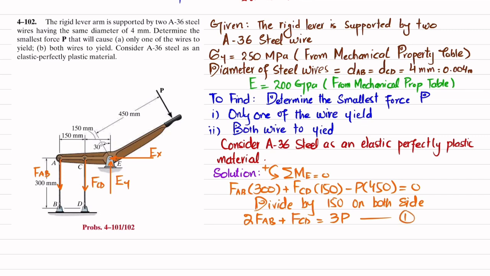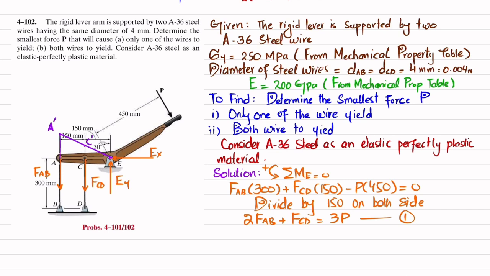Let this be your equation number 1. Now you can see that due to this load, there will be elongation in wires AB and CD. As a result, point A will move toward this, clear, and point E is fixed, so it will be like this. So this is the new point, A dash, and this is C dash.